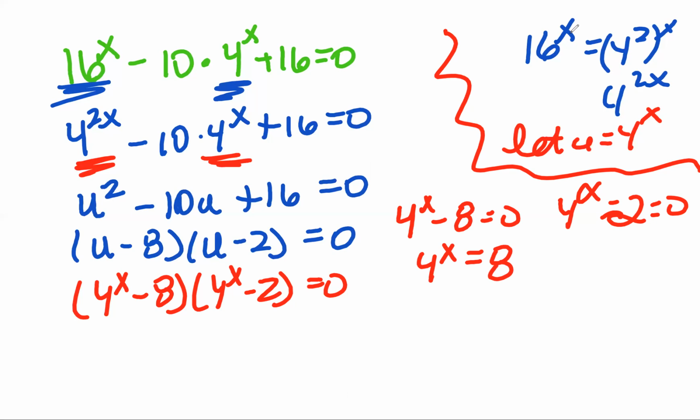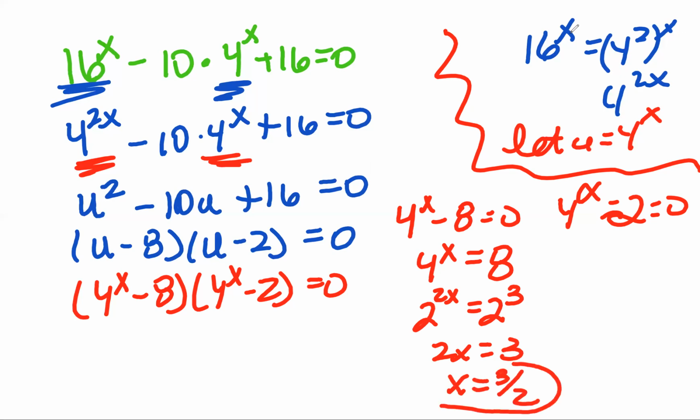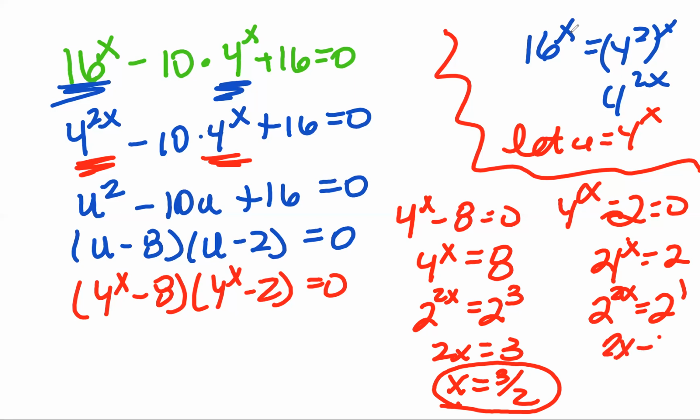Get a common base, and the common base would be 2. So 2 to the 2x equals 2 to the third. If the bases are the same, the exponents are the same. So 2x equals 3, x equals 3 over 2. Same here. 4 to the x equals 2. 2 to the 2x equals 2 to the first. 2x equals 1. x equals 1/2. And then there is your next problem.